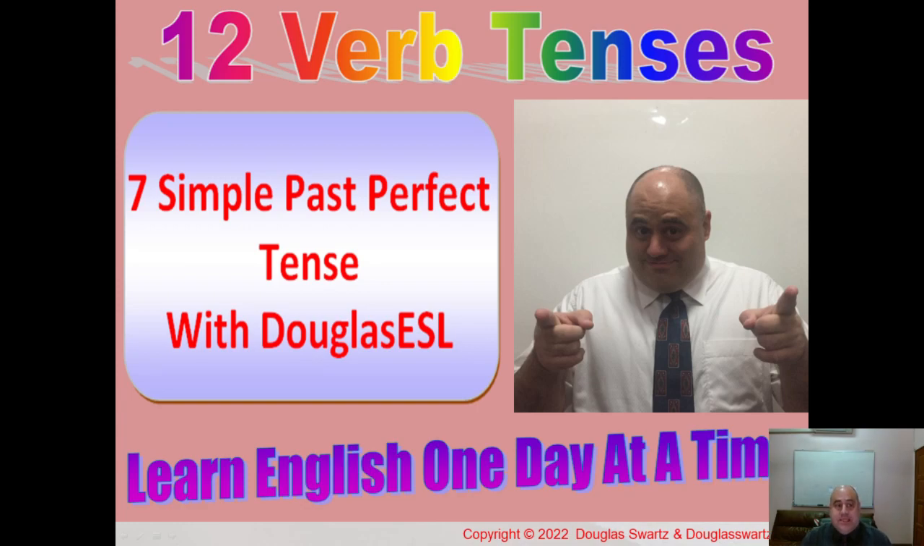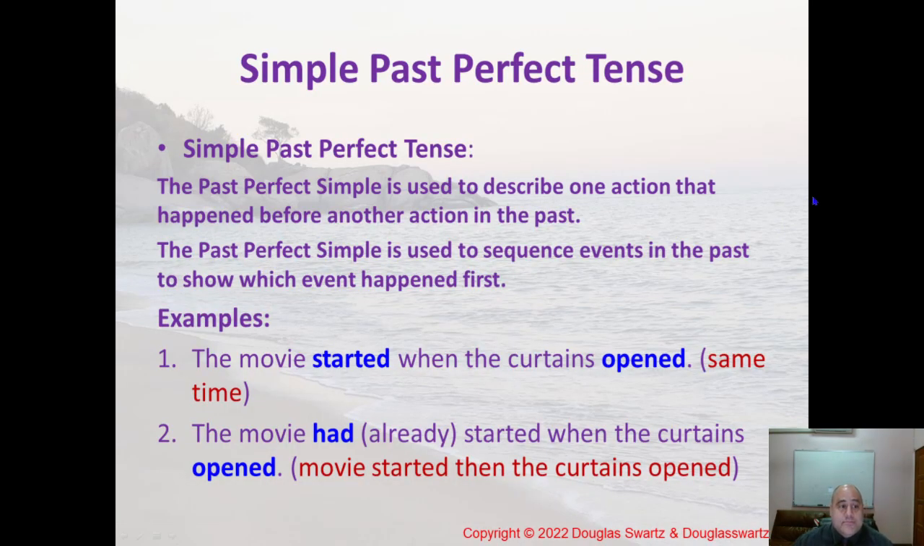This video is number 7, Simple Past Perfect Tense with DouglasESL. The past perfect simple is used to describe one action that happened before another action in the past. The past perfect simple is used to sequence events in the past, to show which event happened first.